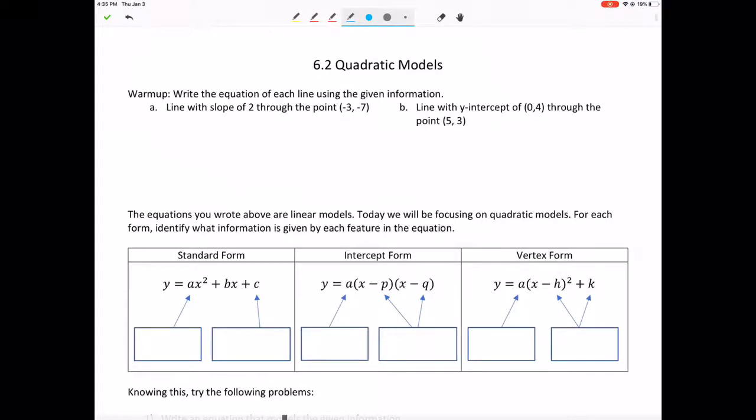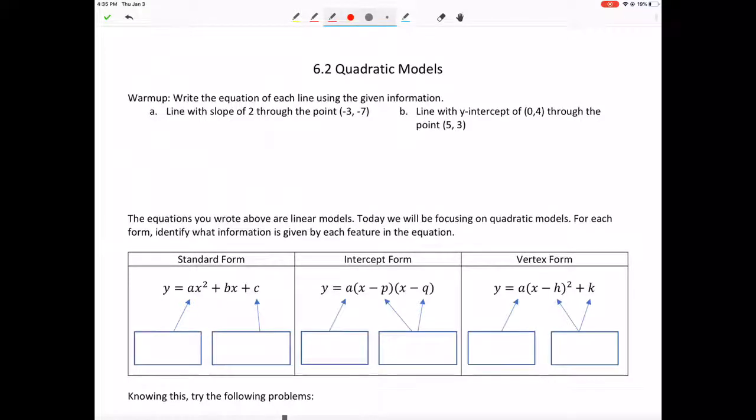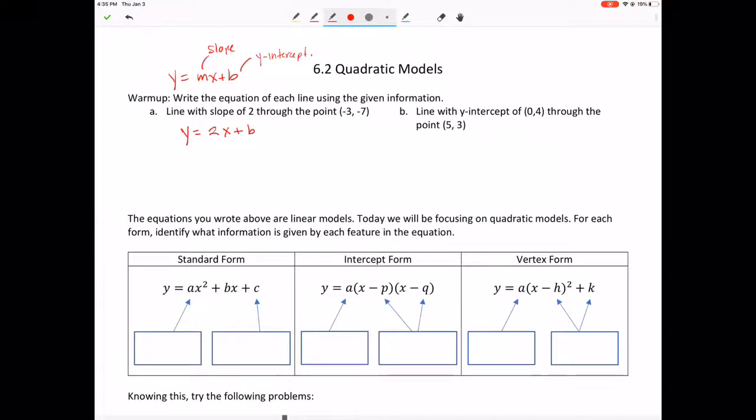All right, if you can remember, a linear equation is y equals mx plus b, where m is the slope and b is the y-intercept. Looking at A, we have a line with a slope of 2, so we have our equation y equals 2x plus b. We don't know what b is, but they give us a point, an ordered pair. Given an x, we have a y, so we can plug this point into our equation.